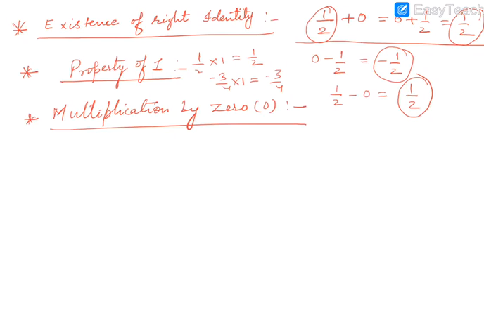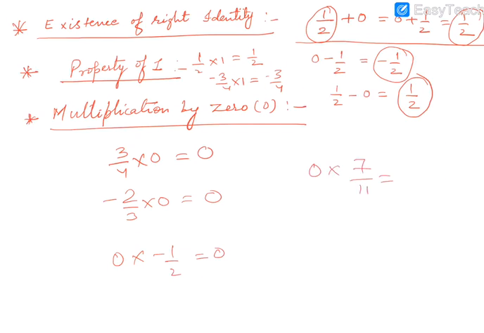The next one is multiplication by 0. When we multiply by 0 in any rational number, it gives 0. 3 by 4 multiply by 0, the whole answer will be 0. Minus 2 by 3 multiply by 0, it gives 0. 0 into minus 1 by 2, it gives 0. 0 into 7 upon 11, it gives 0. So when we multiply by 0 in any rational number, 2 into 0, 0.